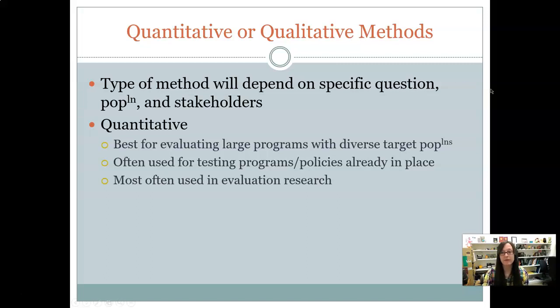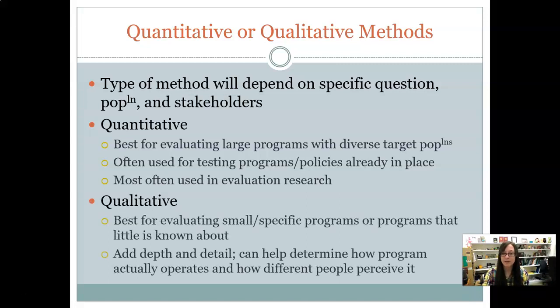Most often quantitative methods are used in evaluation research. So typically you want to see those numbers, and stakeholders love to see numbers. So anybody that's putting money into the project, they want to see the numbers that show it works. So typically quantitative methods tend to be used more often.